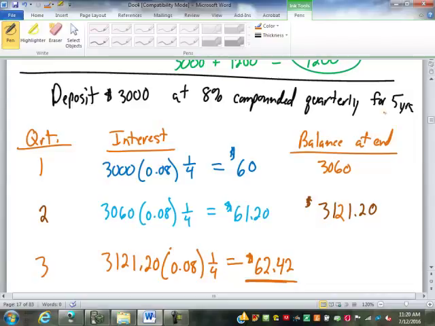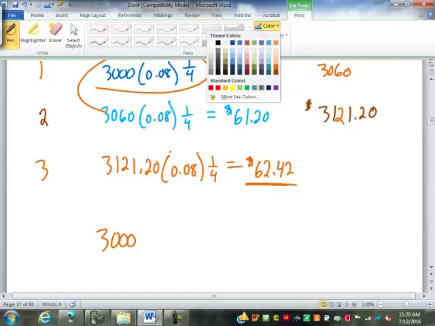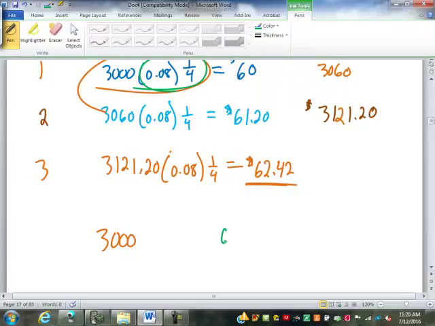How many times would I have to do this to get through 5 years? Well, how many times a year do I have to do this? 4 times a year, 4 quarters. So for 5 years, I'd have to do it 20 times. I don't want to do this 20 times. Time to look for a shortcut. I look at this piece right here. I have my $3,000, and what I'm more specifically looking at is just this piece here, the 0.08 times 1/4. 0.08 times 1/4 is 0.02. 0.02 as a decimal represents what percent?